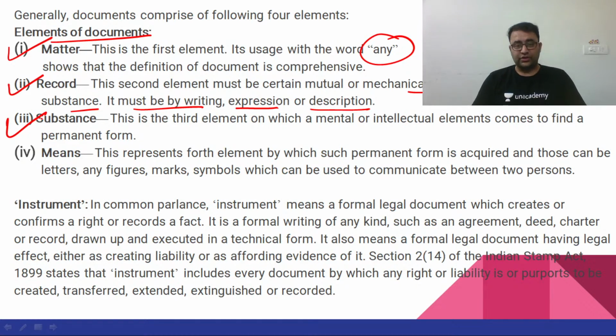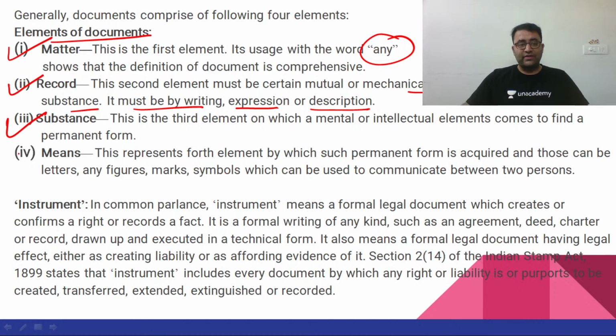It should not be gibberish, meaning it should not be rubbish. Whatever is written on that medium or a substance or a paper should make sense. This is the third element on which a mental or intellectual element comes to find a permanent form. So just like how if you scribble on a paper or something, that exactly does not become a document.